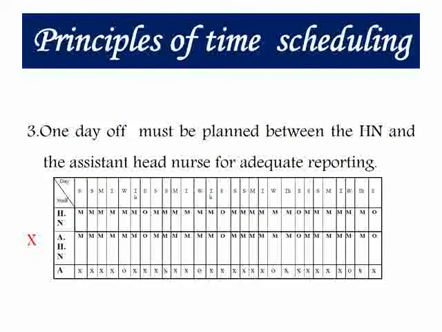Principle number 3. 1 day off must be planned between the head nurse and the assistant head nurse for adequate reporting. Look at this example and tell me why it is incorrect. The example is incorrect because the head nurse and her assistant take the same day vacation together. One should be at work while the other is relieved.